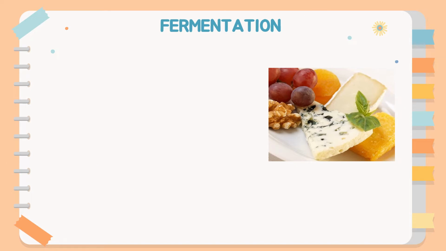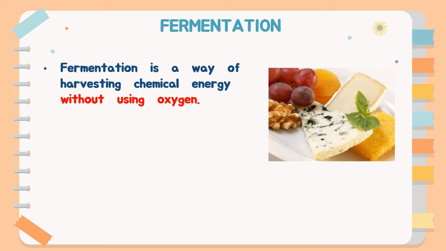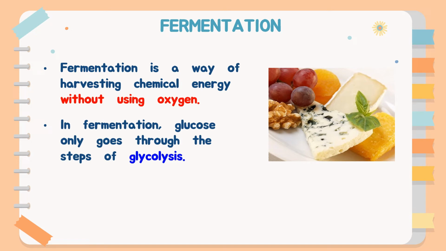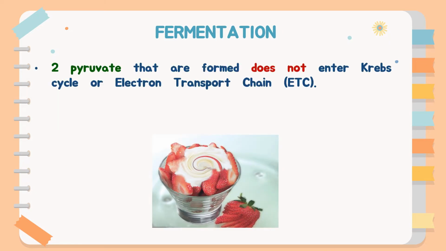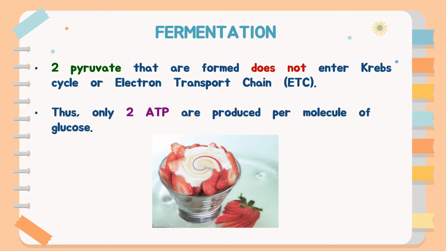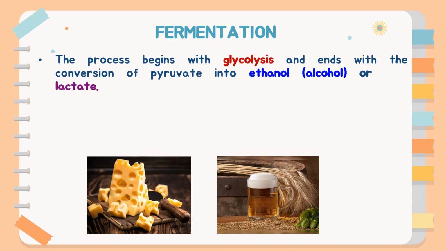What is fermentation? Fermentation is a way of harvesting chemical energy without using oxygen, and in fermentation, glucose only goes through glycolysis. Only two pyruvate are formed and do not enter the Krebs cycle or ETC. Thus, only 2 ATP are produced per molecule of glucose. The process begins with glycolysis and ends with the conversion of pyruvate into ethanol or lactate.